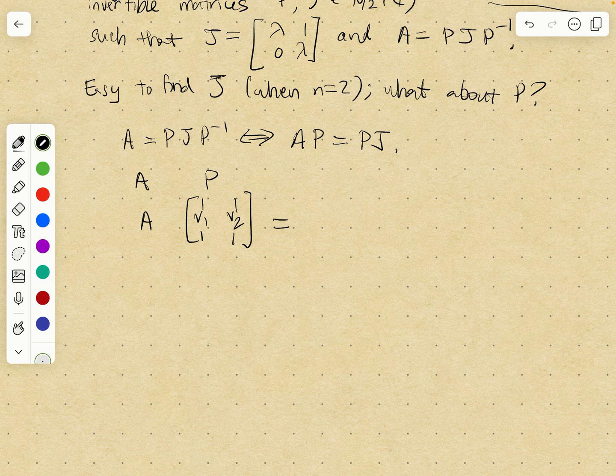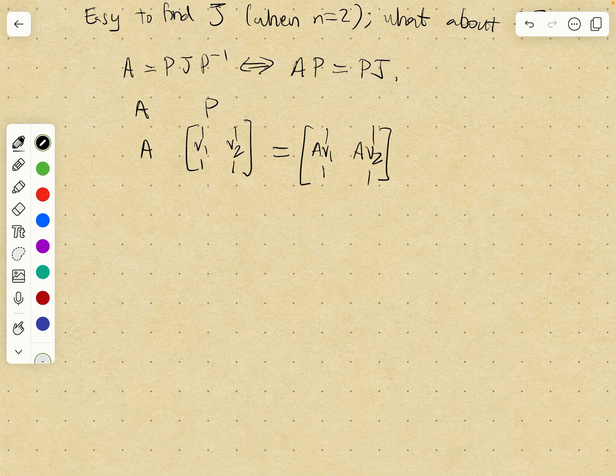And recall that when you have a matrix times another matrix, you multiply the matrix on the left by the columns on the right. So A times this matrix is going to be the matrix whose first column is A times V1 and whose second column is A times V2. Now that's AP, and AP is equal to PJ. So what's PJ? Well, P is this matrix where the first column is V1, the second column is V2, and then J is this matrix lambda, 0, 1, lambda, right?